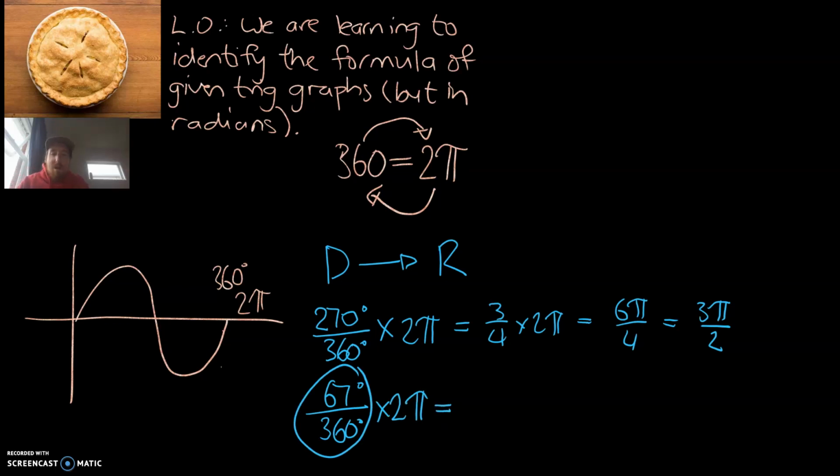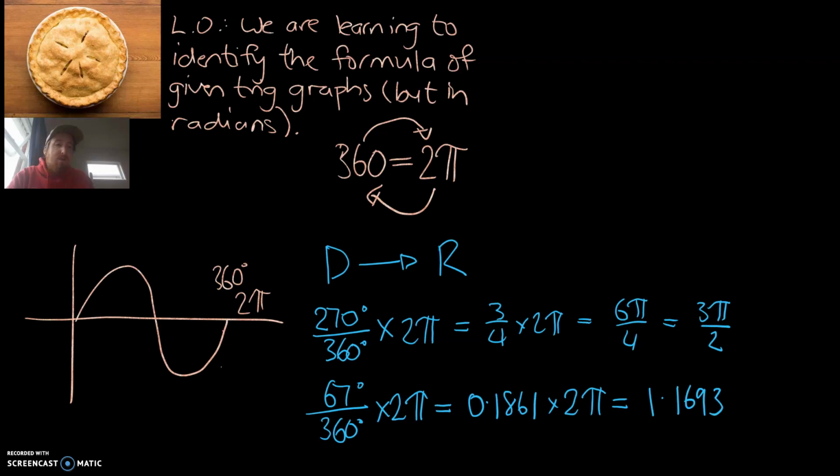When it's not nice like this, what we're actually going to do is convert it to a decimal version. So we're going to get 0.1861, and I've rounded that to 4 dp. We're going to times that by 2 pi. So 0.1861 times 2 pi is going to become 1.1693 radians, and I've got that to 4 dp.